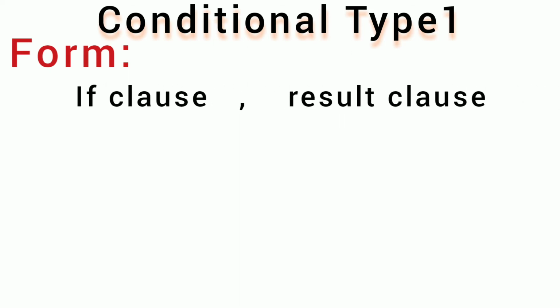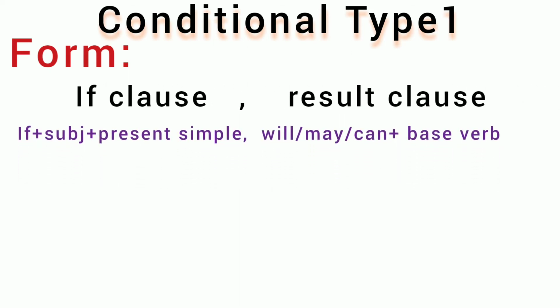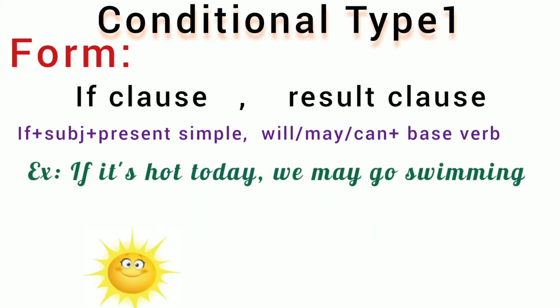We move now to the form أي نمر لصياغة هذا النوع من conditionals. We have if clause and result clause أي الشرط والنتيجة. So for if clause we have if plus subject plus present, and for the result we have will or may or can plus the base verb.